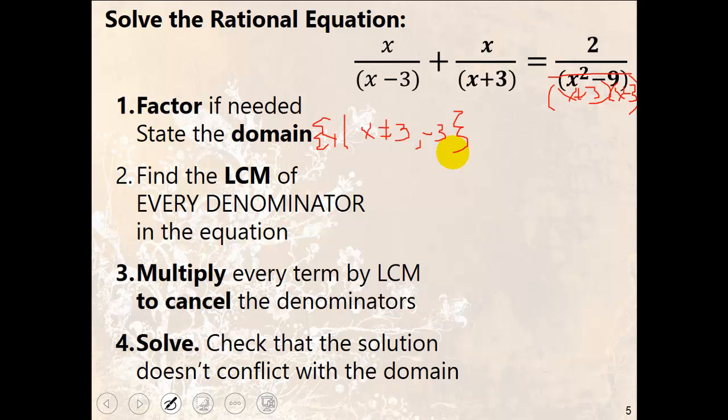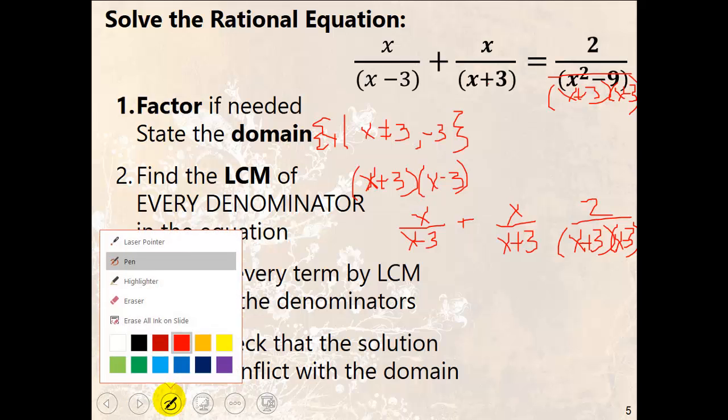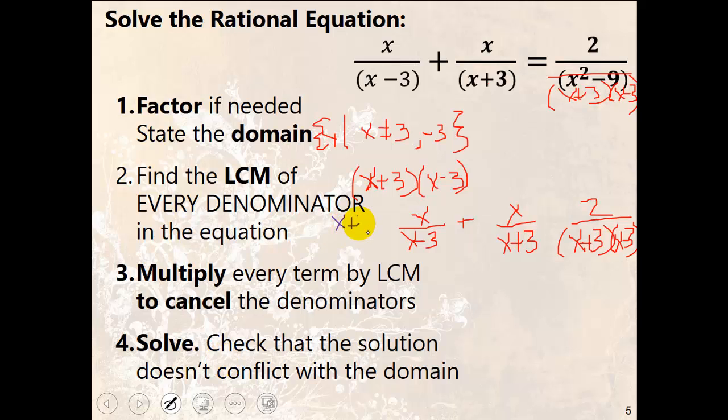Okay. Now I have to find my least common multiple. Well, that's going to be x plus 3, x minus 3. And now I have to multiply every term by that least common multiple. All right, so here's what I have. I'm going to start up here. I have x over x minus 3, and then x over x plus 3, and then 2 over x plus 3, x minus 3. Okay? All right, and now I have to multiply every single term by this x plus 3, x minus 3.